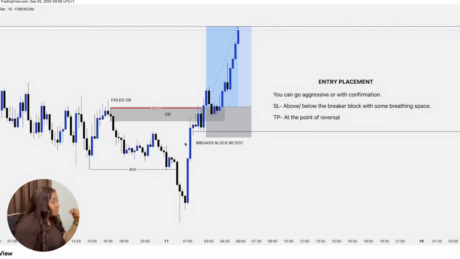And remember, for your stop loss, above or below the breaker block with some breathing space. So here, just a little bit. I always look out for the weak rejection before the break, just a little bit below or above the weak rejection. So that is how you can catch smart entries using breaker blocks.